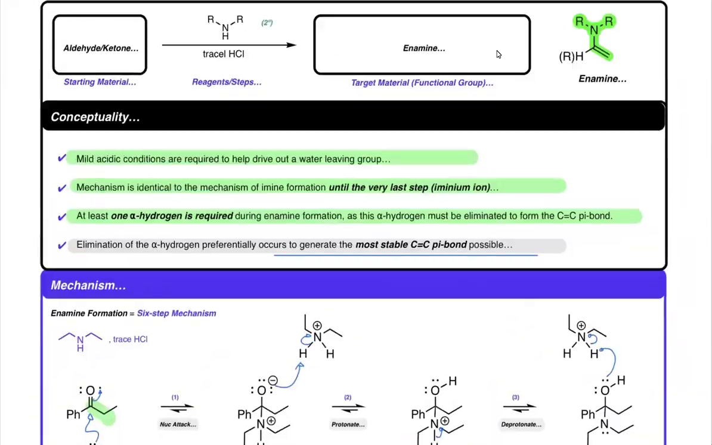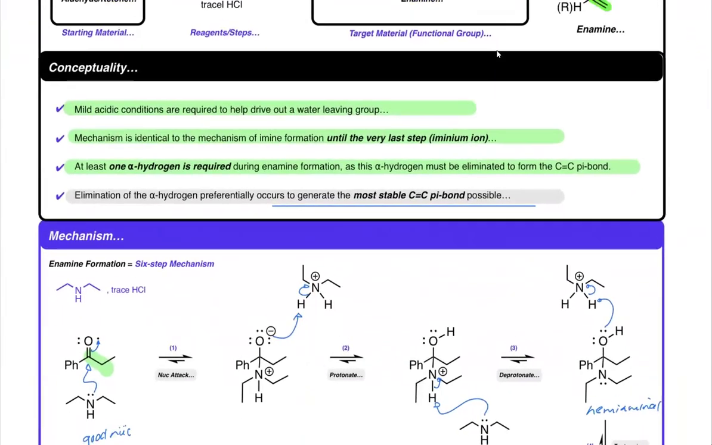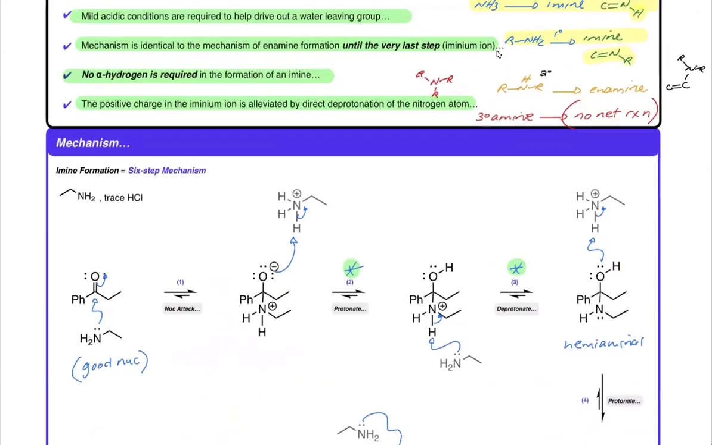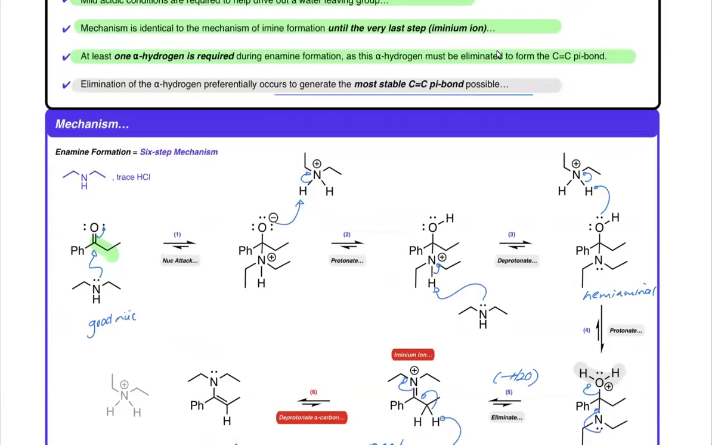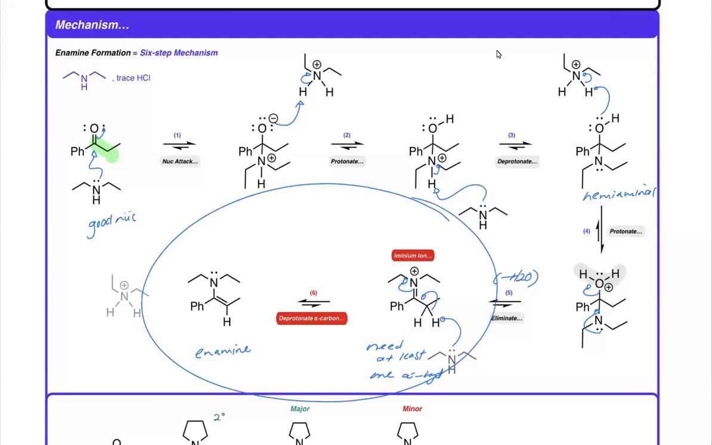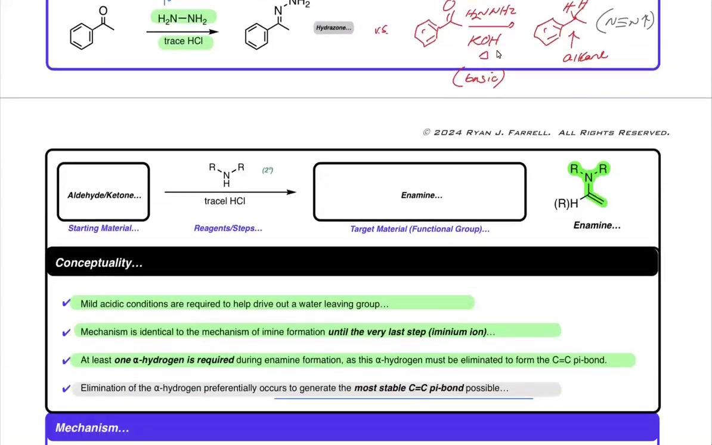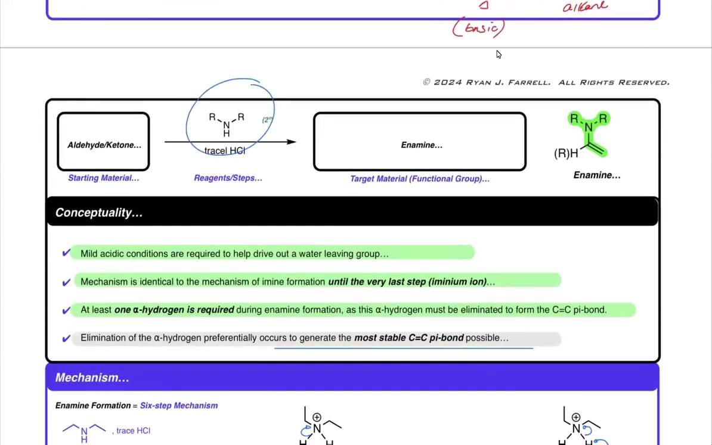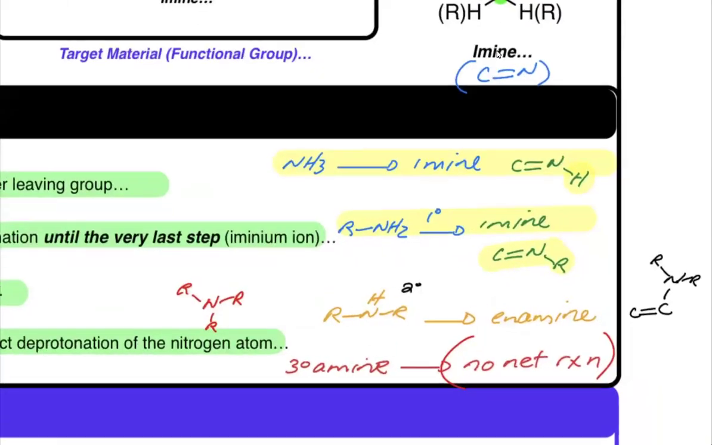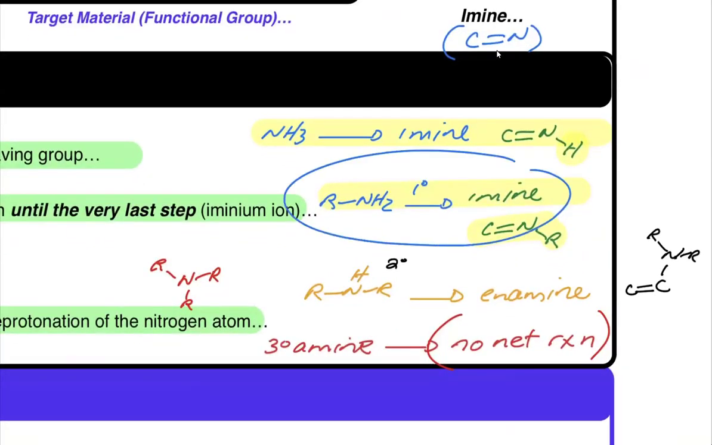So with that being said, I think that's going to conclude this video for enamine formation. Big takeaway though, as you organize imine and enamine formation, is that the mechanisms are identical up until the very last step. In enamine formation, we have to remove an alpha hydrogen, forming that carbon-carbon pi bond. In imine formation, there's no need to remove an alpha hydrogen because we can directly deprotonate the nitrogen atom. And anytime you're reacting an aldehyde or ketone with an amine, you want to ask yourself, am I reacting with a primary amine? If so, I'm forming an imine. If you're reacting with a secondary amine, you will form an enamine. And if you're reacting with a tertiary amine, there will be no net reaction.